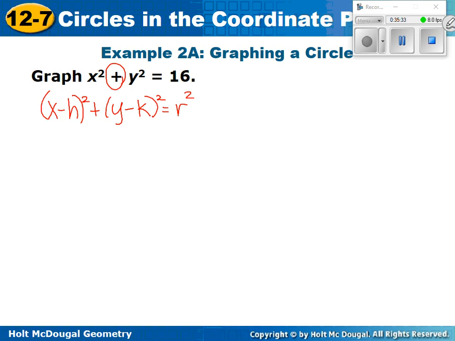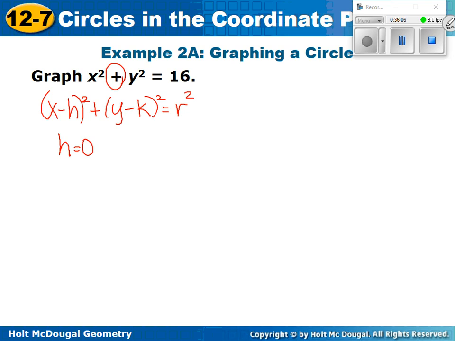So when I look at this problem, what is being subtracted from x before it's being squared? When I compare it to this, what is being subtracted from x before it's being squared? h in the formula, but what in our equation? Is anything being subtracted from x before it's being squared? So what number is being subtracted from x? Not 1, or it would say x minus 1, 0. So that means that h in this problem is 0.